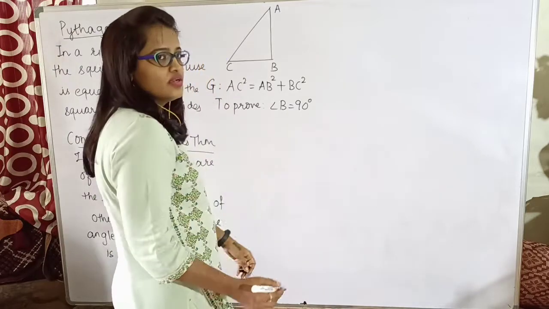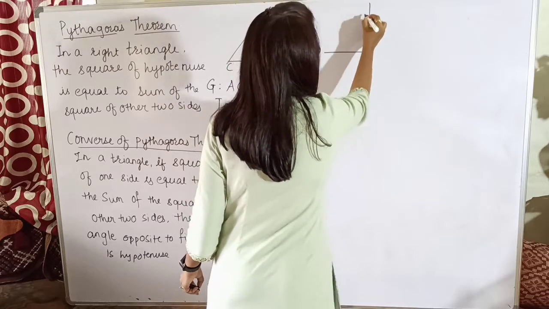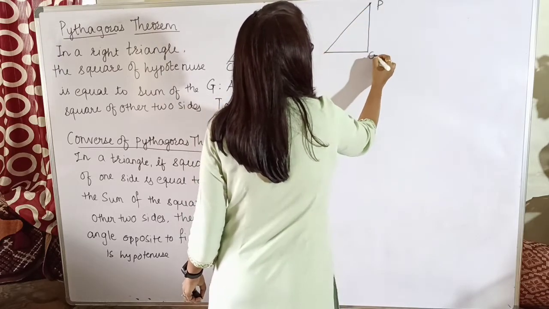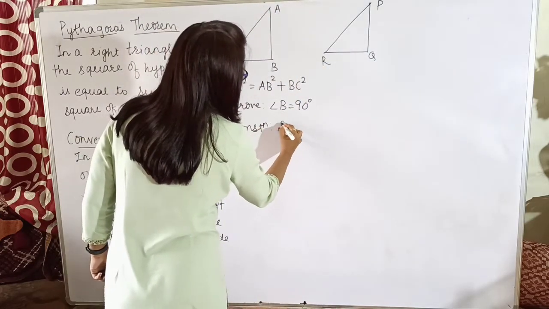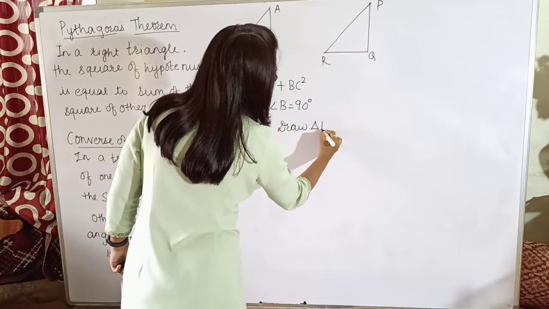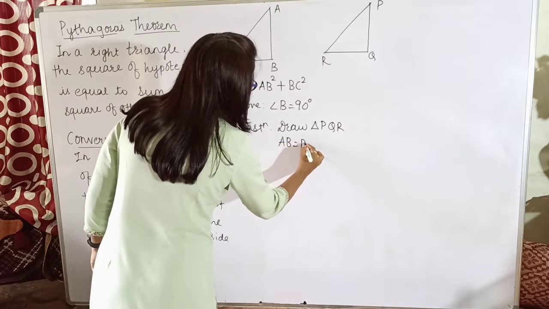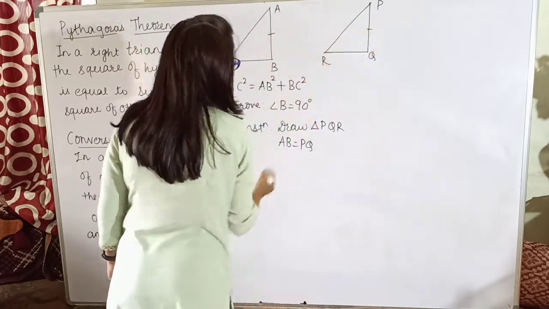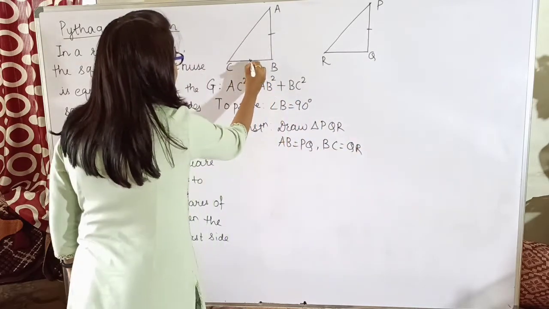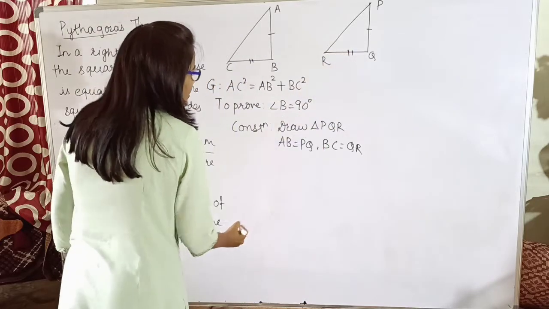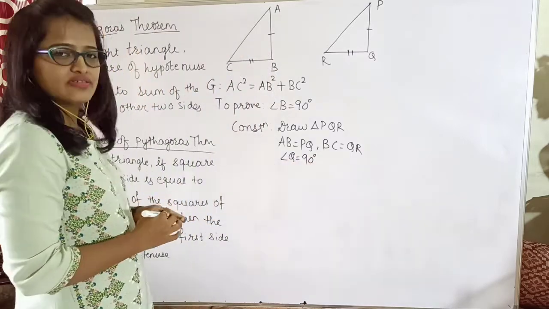Here we will be making one extra triangle. So let us draw another triangle named PQR. So the construction says draw triangle PQR. But how are you drawing it? In such a way that AB is equal to PQ, so this length is equal to this length, whereas BC is equal to QR, so this length is equal to this length, and angle Q I am taking as 90 degrees. Now can I draw a triangle like this?